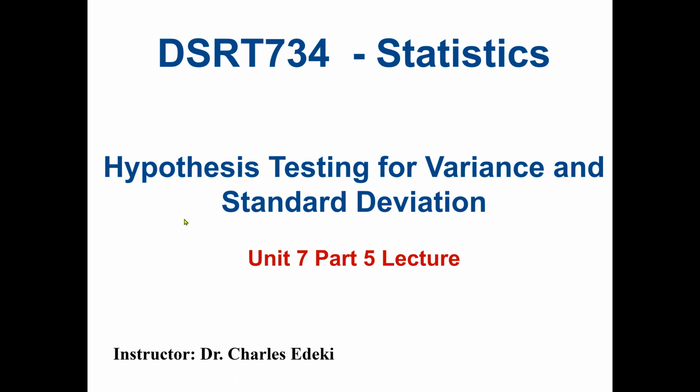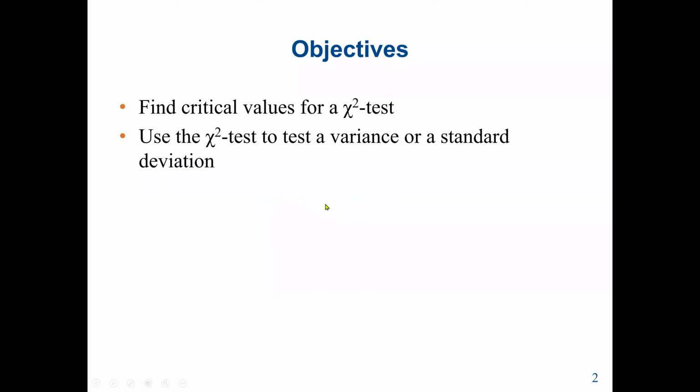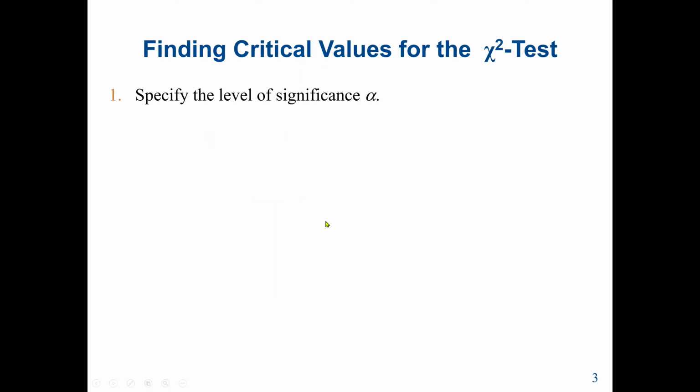In these lectures, we're going to discuss hypothesis testing for variance and also standard deviation. We are going to use the chi-square table. So our main objectives here are how to find the critical values for the chi-square test, and also use the chi-square test to test the variance or standard deviation. So first, finding the critical values for the chi-square test.